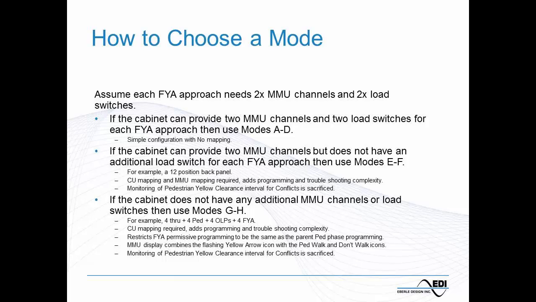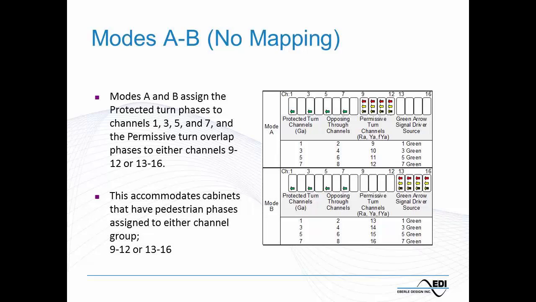All right, so let's take a look at the details. That's kind of the overview. Here's an example of modes A and B. Mode B is probably the most common mode I've seen deployed. The difference between the two is basically which upper channels we assign the PED phases to and which upper channels we assign the overlaps to. So this is just a convention. There is no right or wrong.